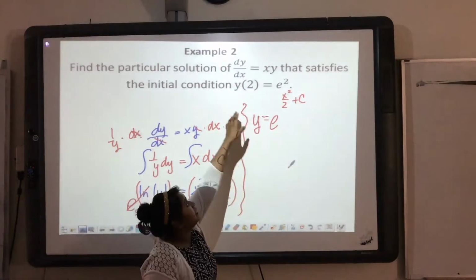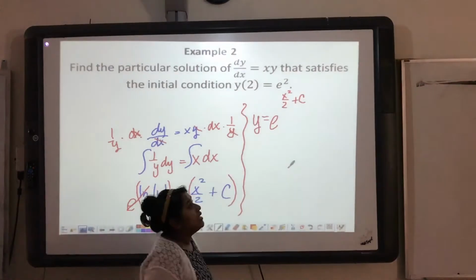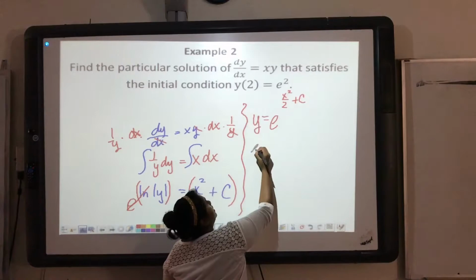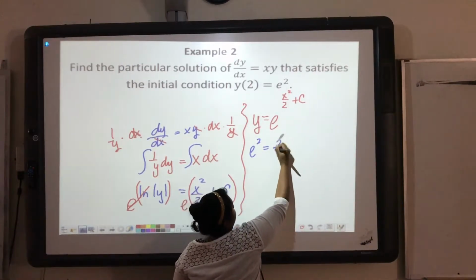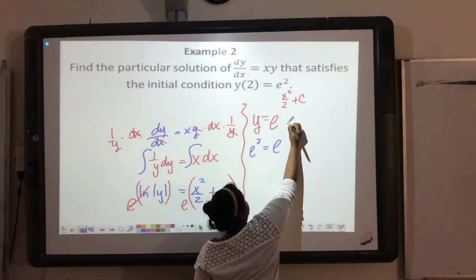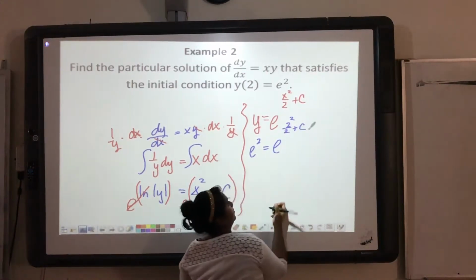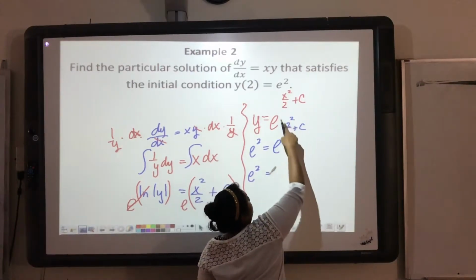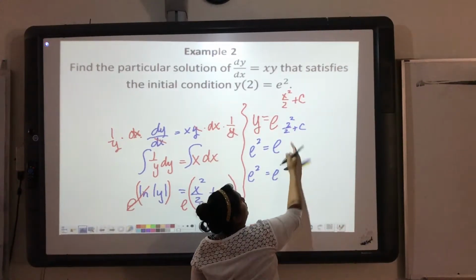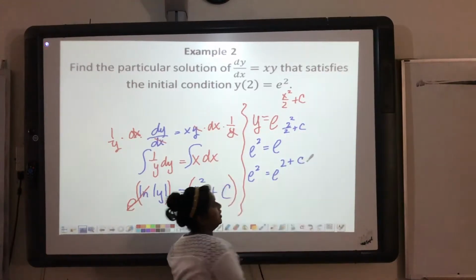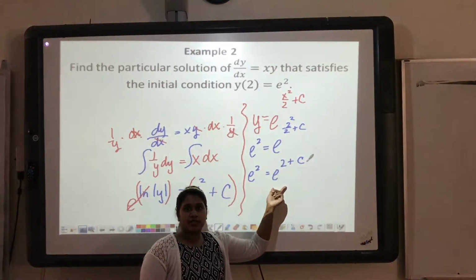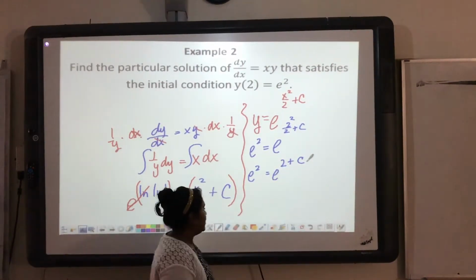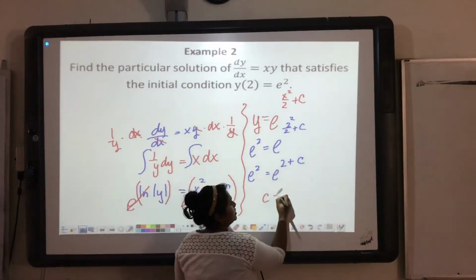I'm going to go ahead and plug in my conditions. We know that y of 2 is equal to e squared, so here's my y value. So this becomes e squared is equal to, I keep my e here, this x is right here, so 2 squared over 2 plus c. So this now becomes e squared is equal to e to the 4 over 2, which is just 2, plus c. Well, this says e squared is equal to e squared plus something, so there was only one value this c can be, and you guessed it, it is 0. So my c is going to equal 0.